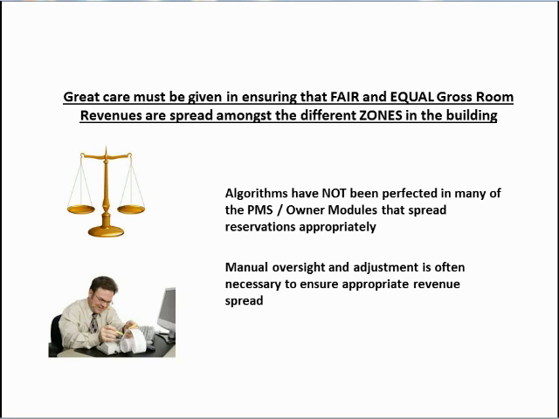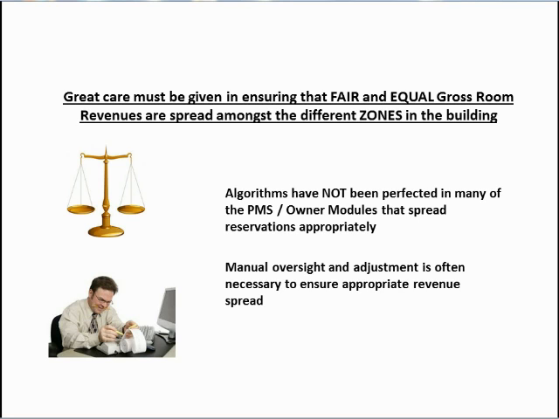Great care must be used in ensuring that fair and equal gross room revenues are spread amongst the different zones in the building. Zones meaning you have oceanfront rooms, that would be one zone. You may have a zone from the 1st to the 10th floor and the 10th to the 20th floor, city views, and so on and so forth. So the building is broken up, and I also will be talking about pooled revenue, which is not legal. So all revenues that an owner earns is actual revenue that goes into their particular room.